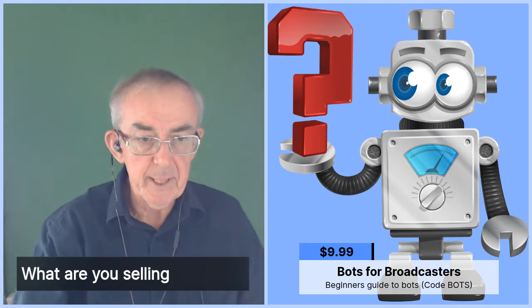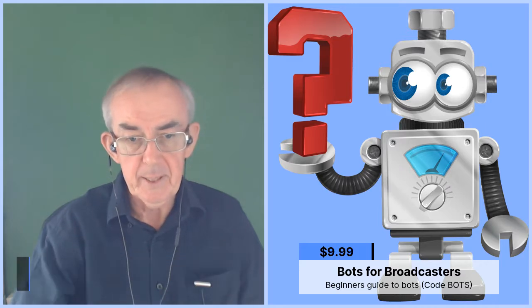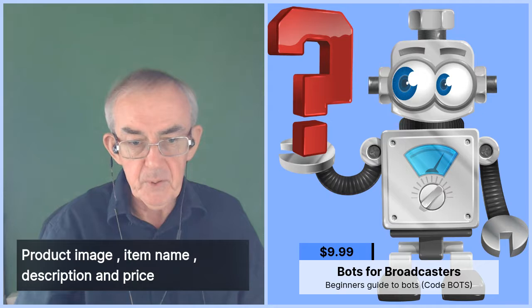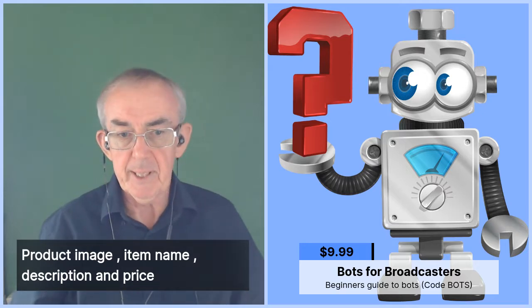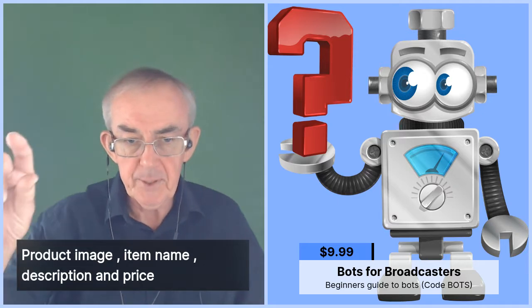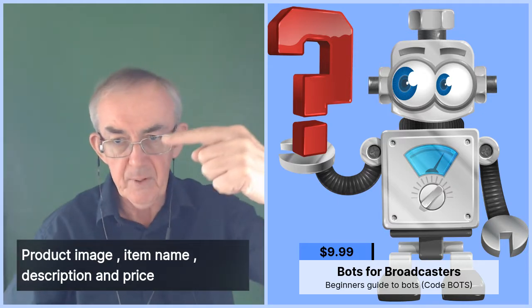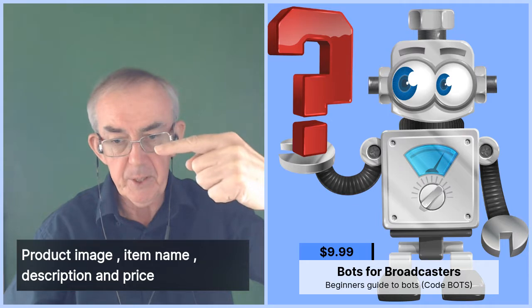And then the next thing is, having decided what you're selling, you need to get together for each item you sell a product image, the item name, description, and price. That's it. That's all you need to create the card, which is over there, is that information.